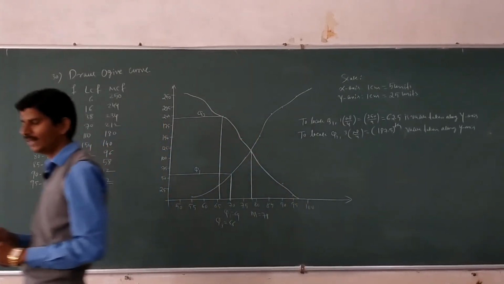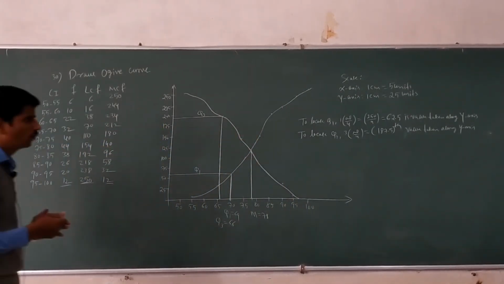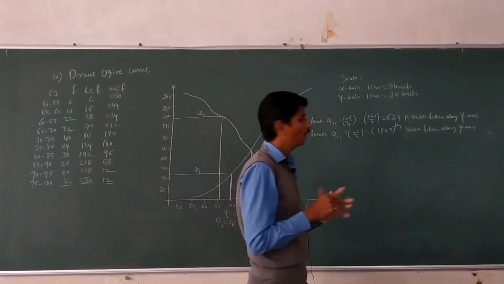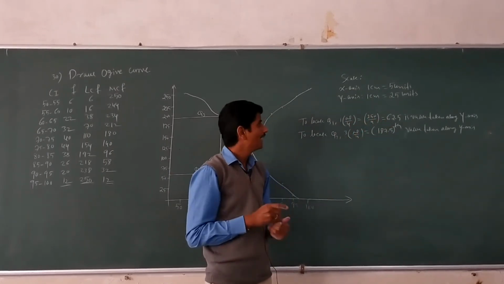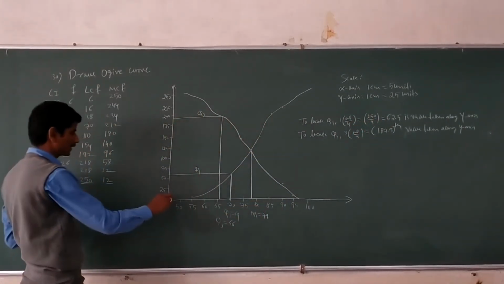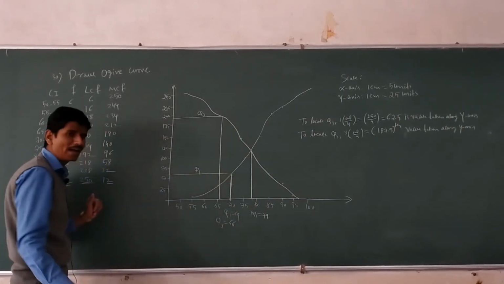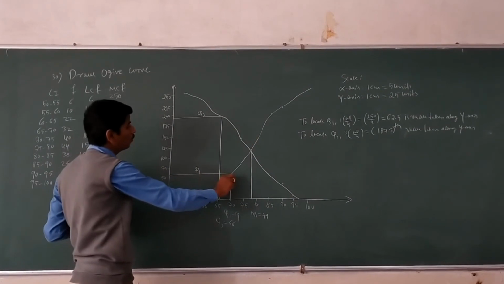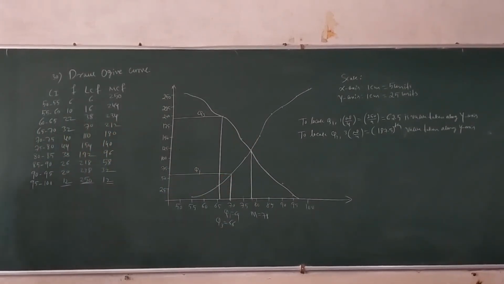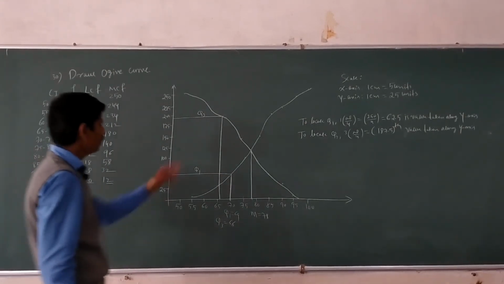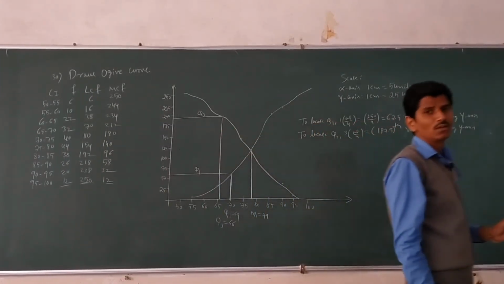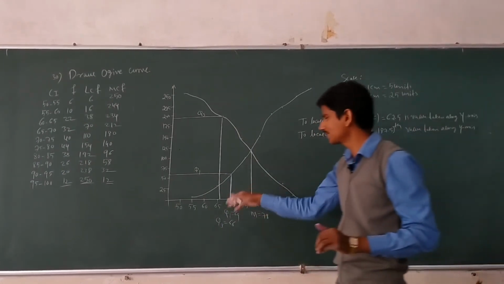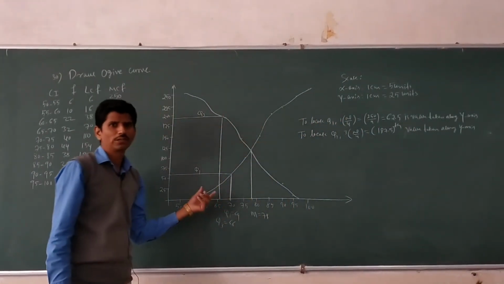Let's recap. First we look at the Q1 value. We calculate it as i into n by 4, where i is 1 and n is 250. 250 divided by 4 gives 62.5, which is taken along the y-axis. A line is drawn parallel to the x-axis, and from this point a line is drawn perpendicular to the x-axis. The value on the x-axis gives the quartile value.